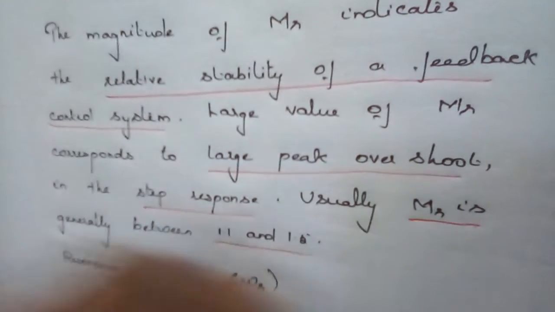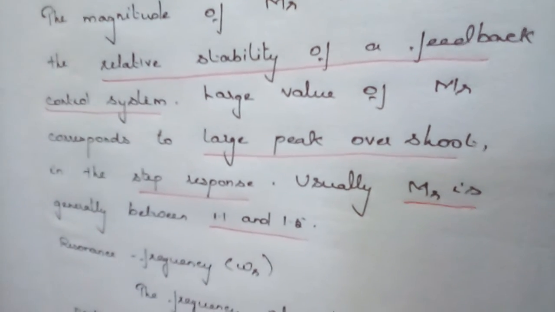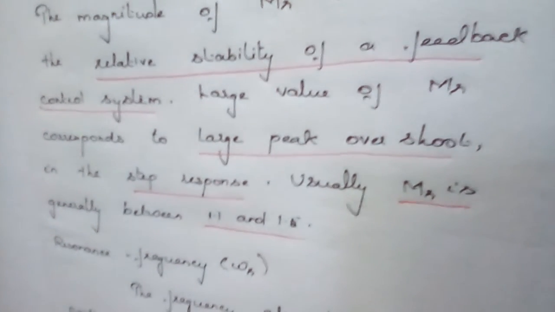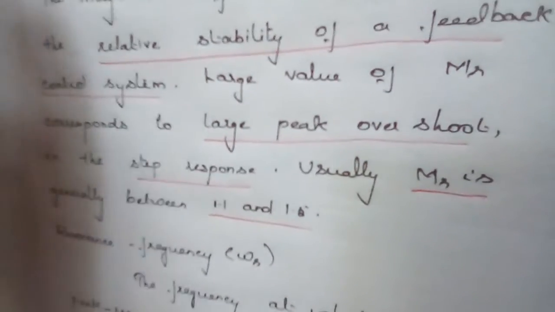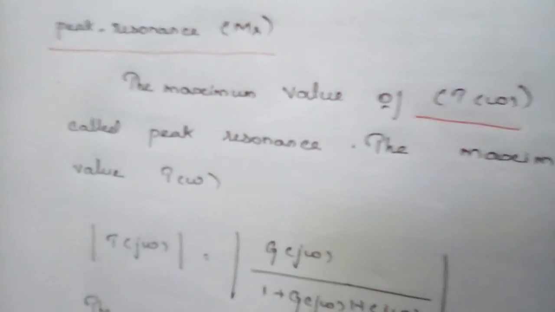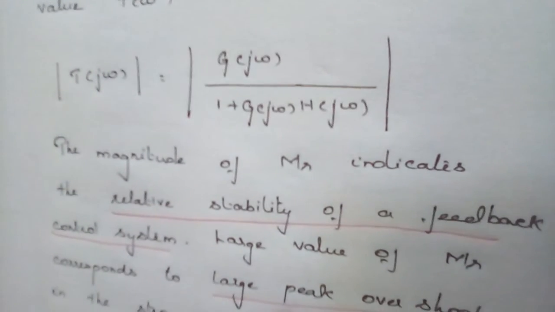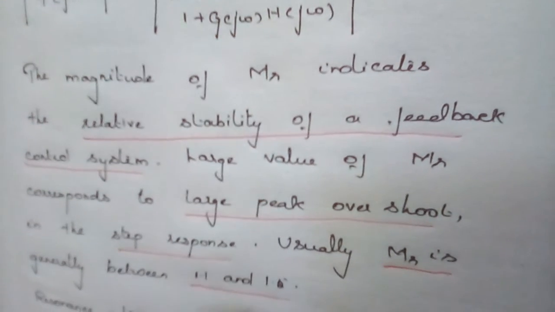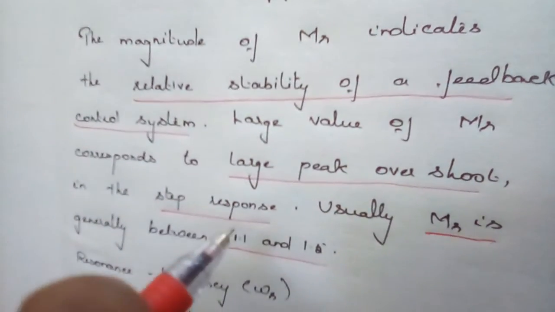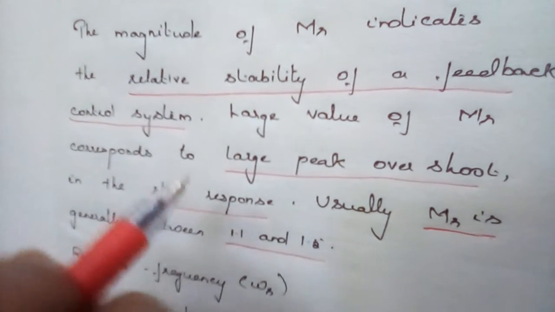So the peak resonance is the maximum value of the response of the provided system. Its magnitude is provided by the term peak resonance MR. It represents the relative stability of the feedback control system, and it must be between 1.1 and 1.5. This is the first term which defines the frequency response of the system.